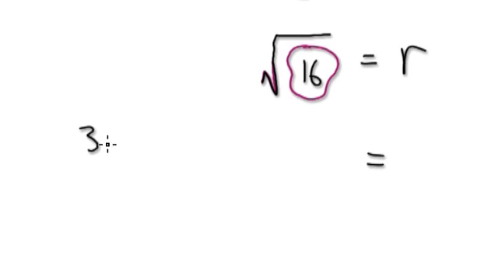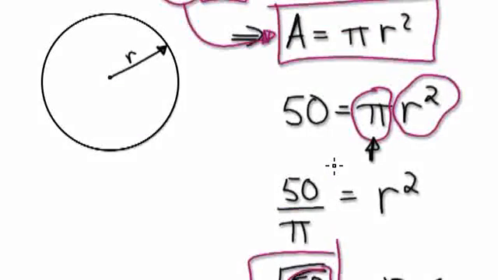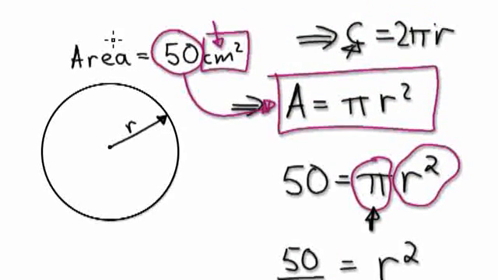Well, 3 times 3 is 9. 4 times 4 is 16. So the square root of 16 is 4. So the radius is 4. So if you go back here, given that the area is 50 centimeters squared, the radius must be 4 centimeters, roughly 4 centimeters. I will give you some more examples in the next video.